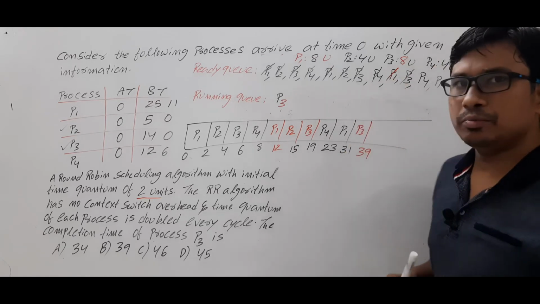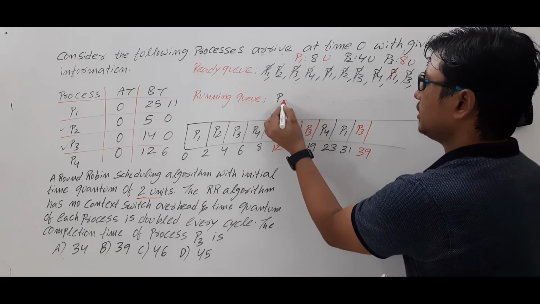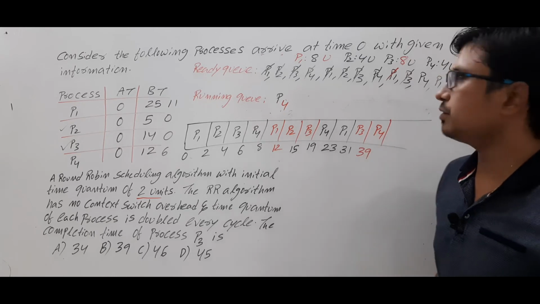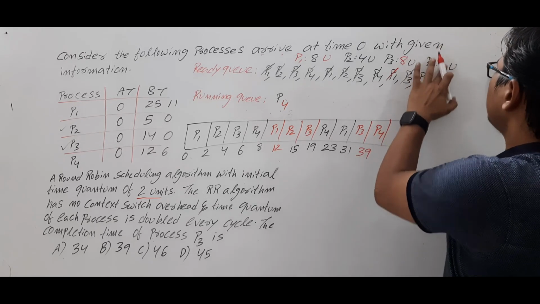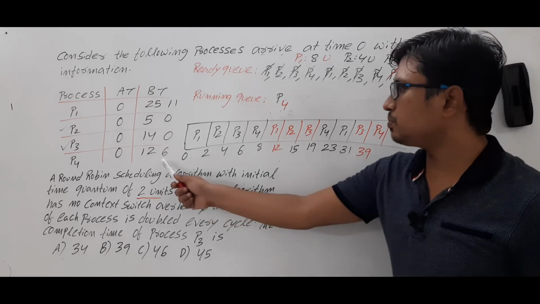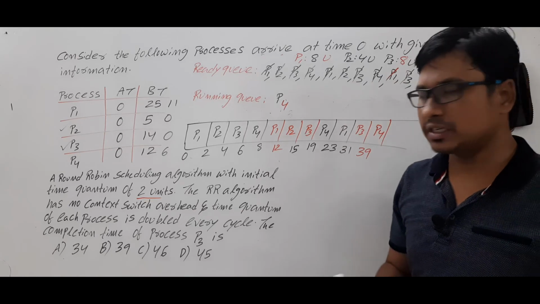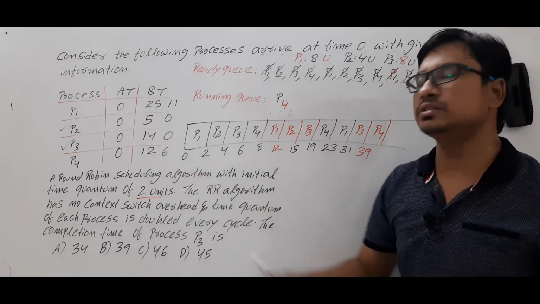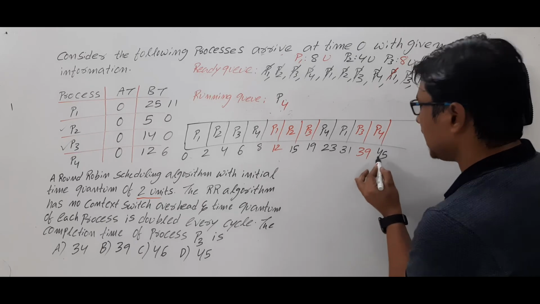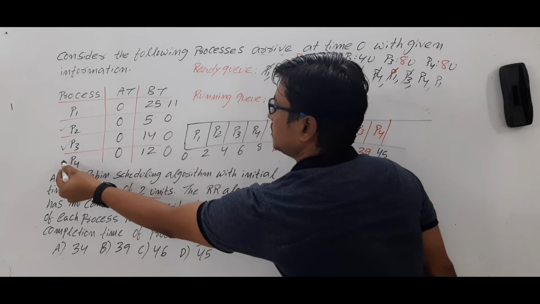Now process P4 will be sent to the running queue. Process P4 also completed one more cycle, so its time quantum will become 8 units. Is it clear? Now process P4 needs only 6 units of time. Even though its time quantum is 8 units, it needs only 6 units of CPU. So it will run up to 45 and complete its task. It will go to the terminated state.